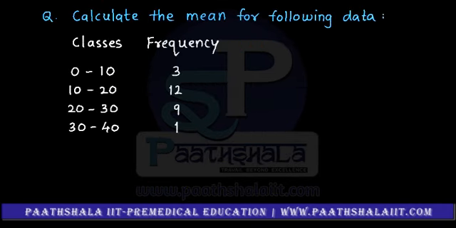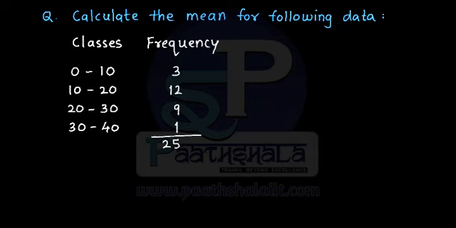Now we take up the same example that we did earlier to calculate the mean, but now we will do it by the step deviation method. So we have the classes and the frequency. Like we have seen, the sum of the frequencies was 25. Now we need the class mark, that is xi, and the class marks are 5, 15, 25 and 35. Now here we define a new variable di such that from xi we have to subtract some suitable assumed mean.